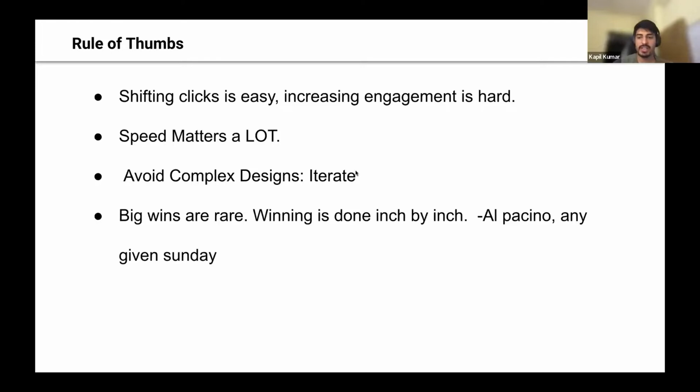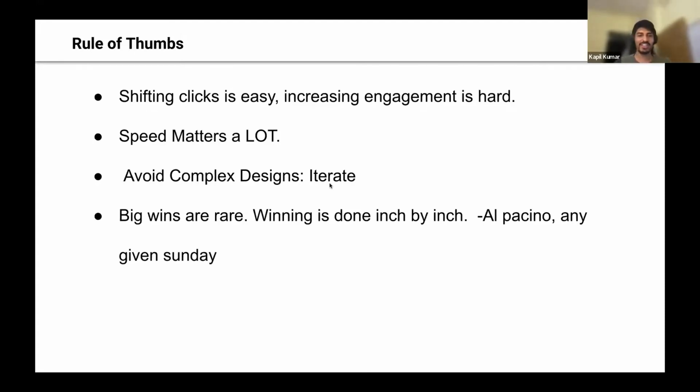The third thing is to avoid complex design. The whole idea of A/B testing is to quickly iterate: you have a hypothesis, you test it, get back to the drawing board, and create a new hypothesis. So the best way is to create a simple hypothesis and make a minimal viable change that can help you test it.